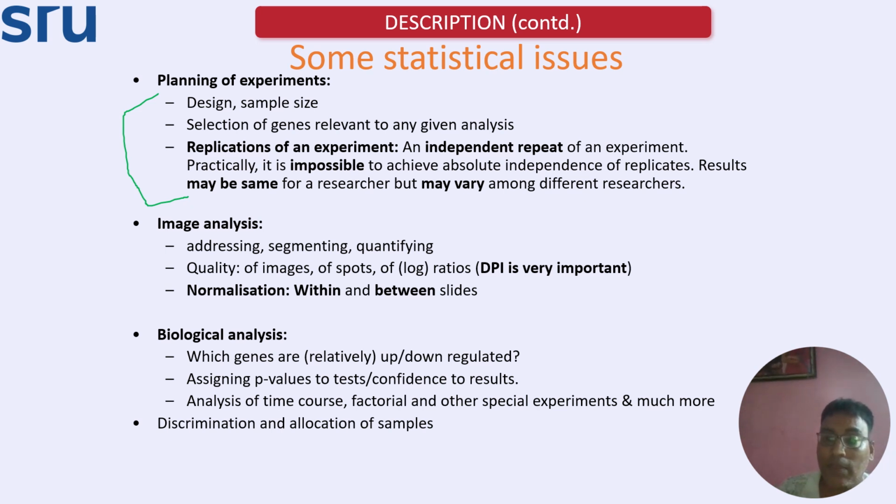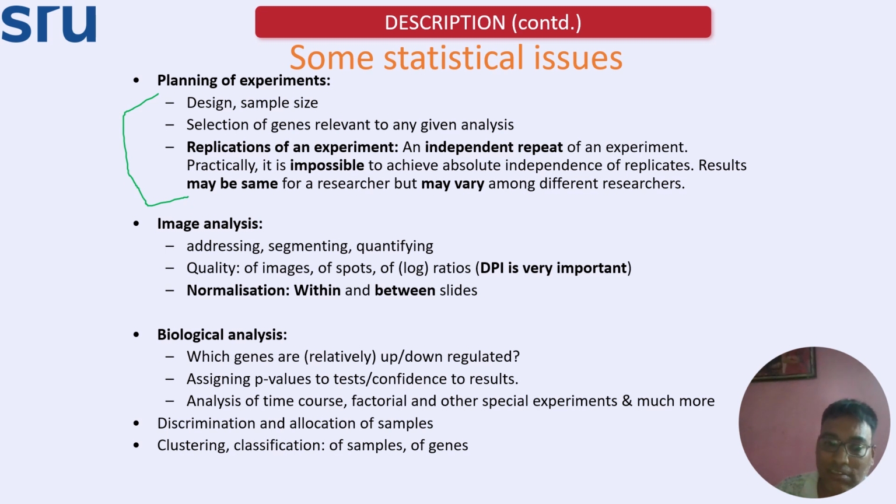Then replications of an experiment, because microarray is able to give me a lot of data every time. So how many experiments or how many iterations or how many replica plates should I plan? Because it becomes really impossible to achieve absolute independence of replicates. It becomes extremely important to plan it properly, because the results may vary. Per plate results may vary, and depending on different researchers, again the things may vary. So the experimental error and the human error keep on coming.